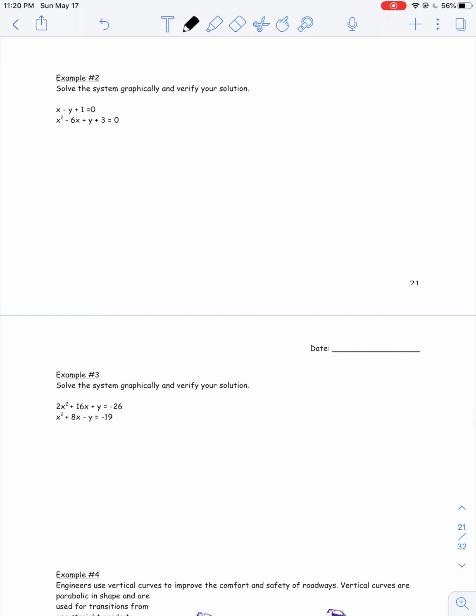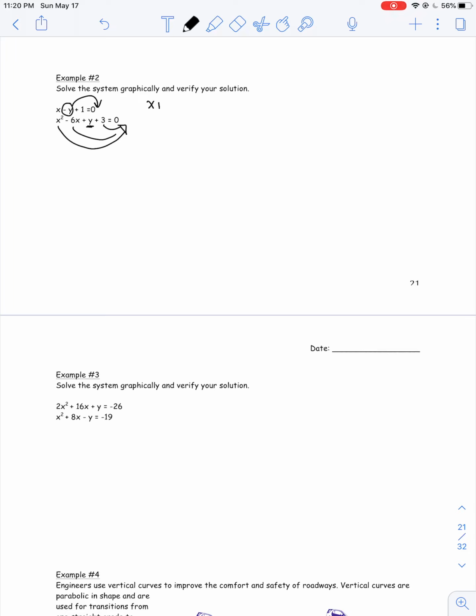Example number 2, they're asking us to do this equation graphically by solving, and we need to verify our solution. So whenever we solve graphically, we always want to make the equation equal to y. So what we're going to do is we're going to bring this y to the other side of the equation, and then in this case, when y is positive, you want to leave it on that side and bring everything else to the other side.